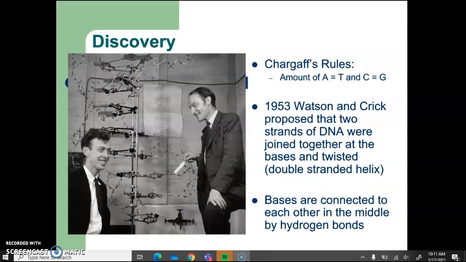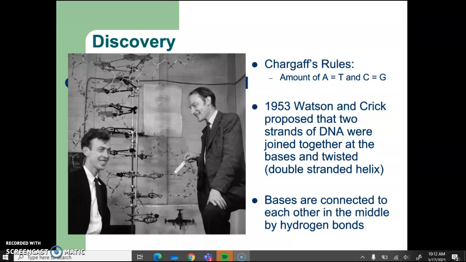So Erwin Chargaff was another scientist. He had studied DNA as well and realized that the amount of A always equaled the amount of T, and that the amount of C always equaled the amount of G. And between the two of those things, he realized that A must always pair with T, and C must always pair with G, because their amounts are equal to each other.